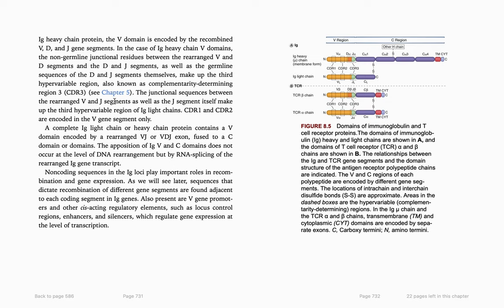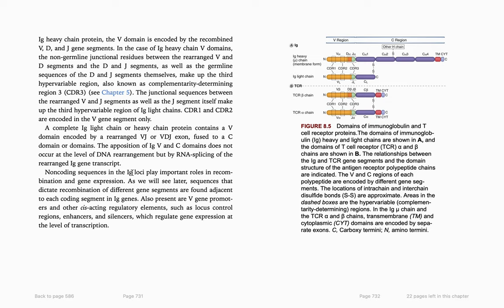The junctional sequence between the rearranged V and J segment, as well as the J segment itself, make up the hypervariable region of the IG light chain. Complementarity determining region 1 and complementarity determining region 2 are encoded in V gene segments only. A complete IG light chain or heavy chain protein contains a V domain encoded by the rearrangement of VJ or VDJ exon, fused to a C domain.